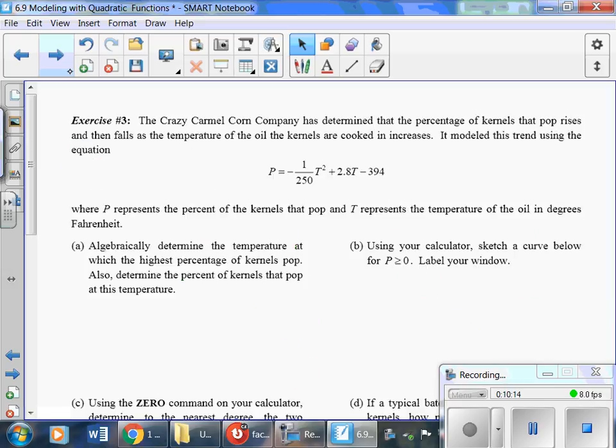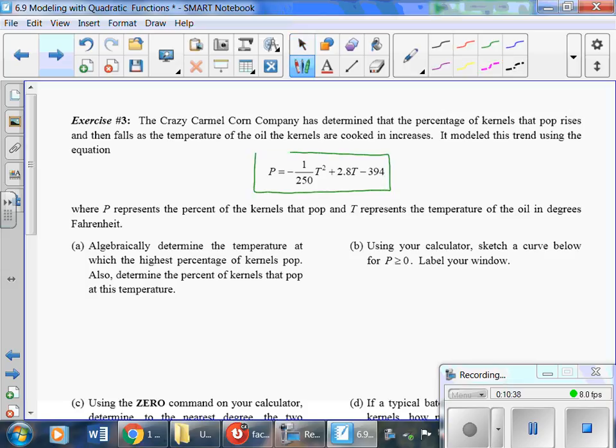Moving on. Okay, exercise 3. The Crazy Caramel Corn Company has determined that the percentage of kernels that pop rises and falls as the temperature of the oil the kernels are cooked in increases. It modeled this trend using the equation. So it looks very complicated, but remember, it's still just a quadratic.